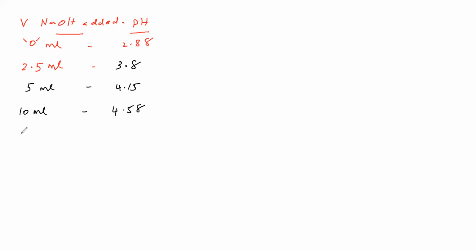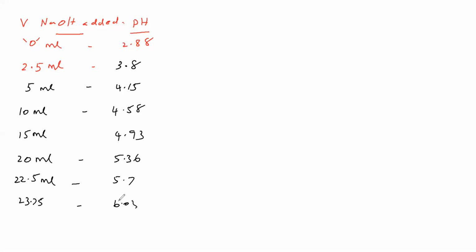Then further add sodium hydroxide. We reached 15 ml. Now pH is 4.93. Further add sodium hydroxide. We have reached 20 ml. The pH of the solution is 5.36. Further add 22.5 ml. The pH of the solution is 5.7. Further add 23.75 ml. pH is 6.03.